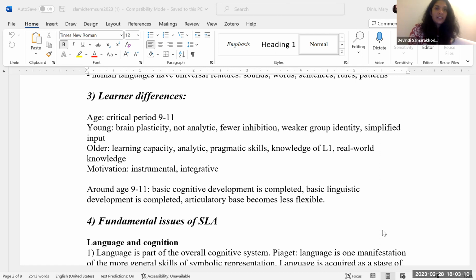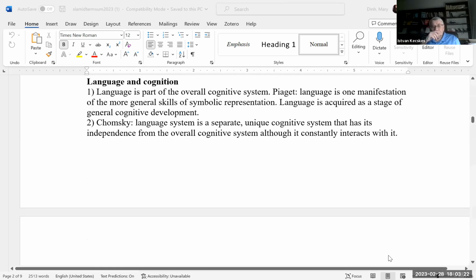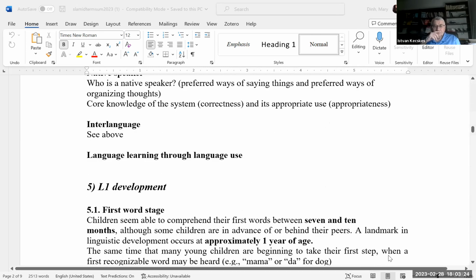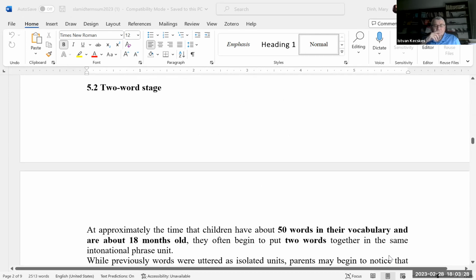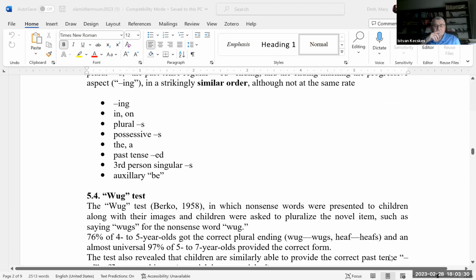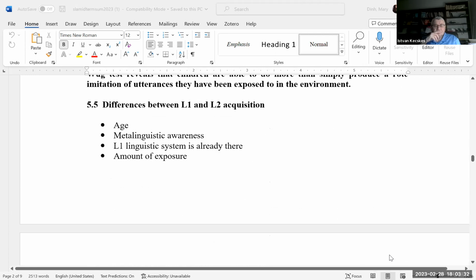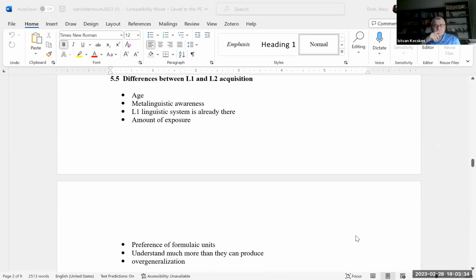Thank you, Professor. Okay, any more? I have one more question. It's 5.5 differences between L1 and L2 acquisition. Yeah, please go ahead. Just want to know what is specifically meant by overgeneralization.